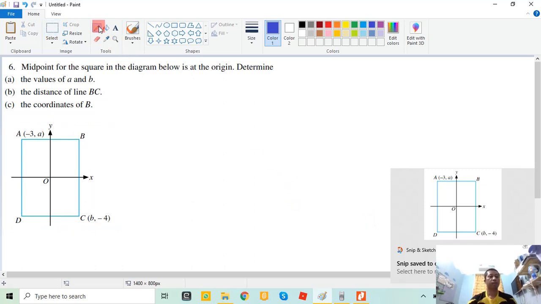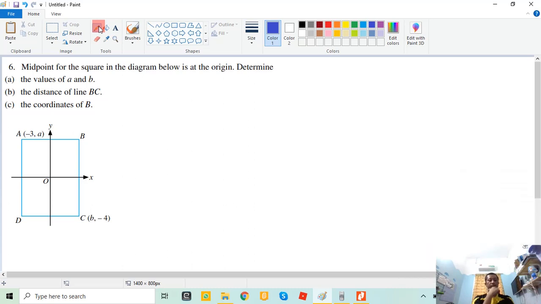Okay. So midpoint for the square in the diagram below is at the origin. At the O, origin. Okay, determine the values of A and B for question A. Values A and B. And then question B, the distance, we have learned that one. And then C, the coordinates of point B. Okay, so we start with question A. Question A, and the values of A and B for point A and point C.